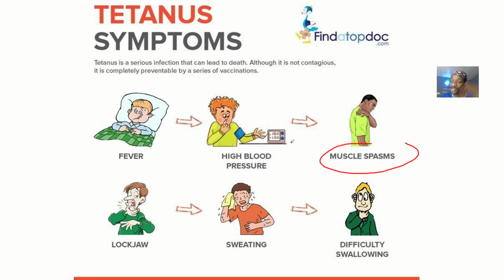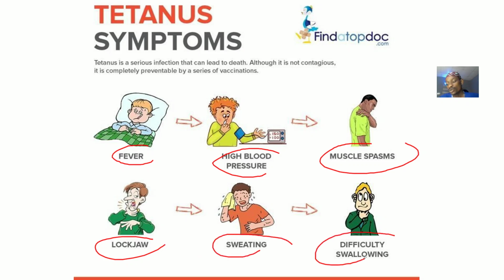Talking about the symptoms again, you can have fever when you have tetanus, high blood pressure, muscle spasms, lockjaw. Lockjaw is you having problems trying to close your jaw again. Your jaw can be permanently open. Then you can be sweating profusely and there will be difficulty swallowing. This is because the muscles are getting degenerated.